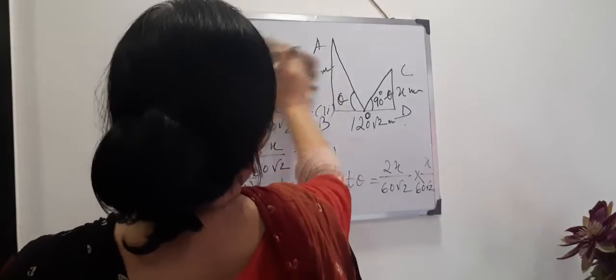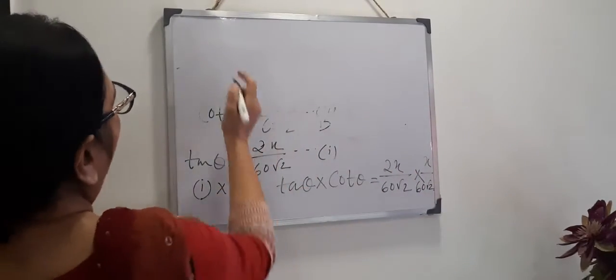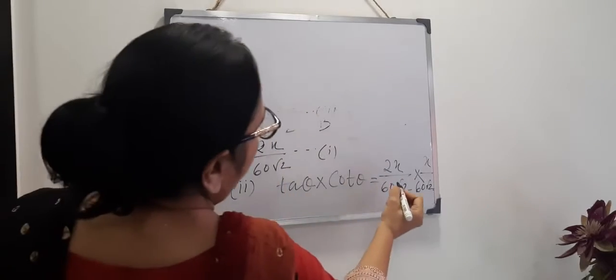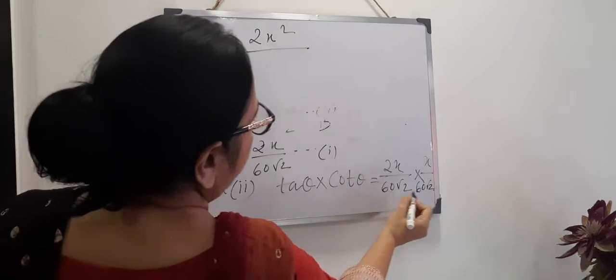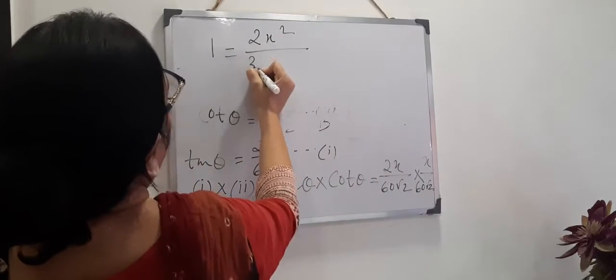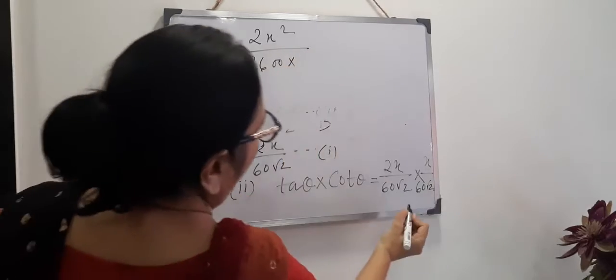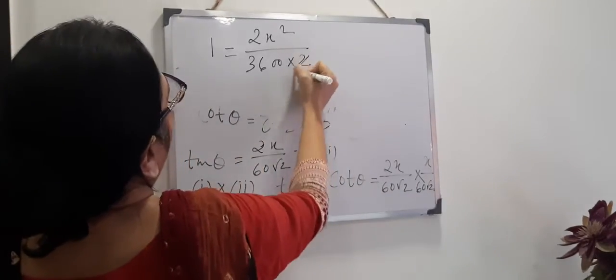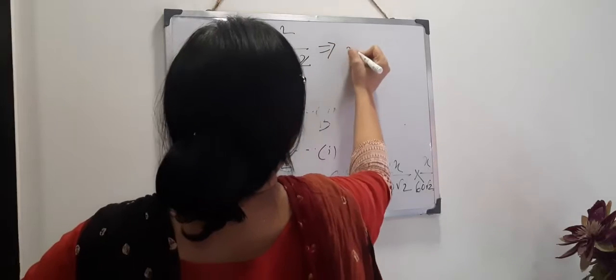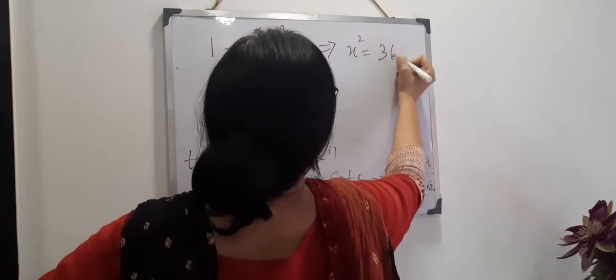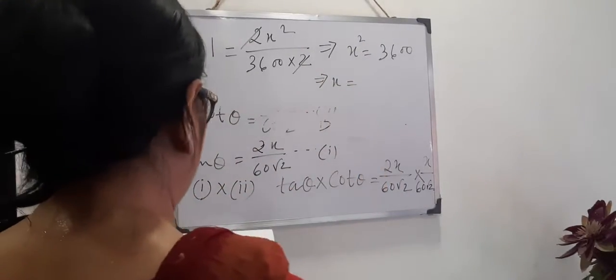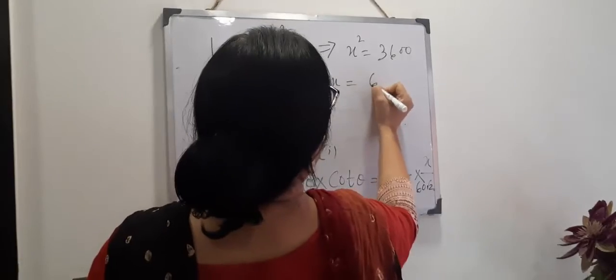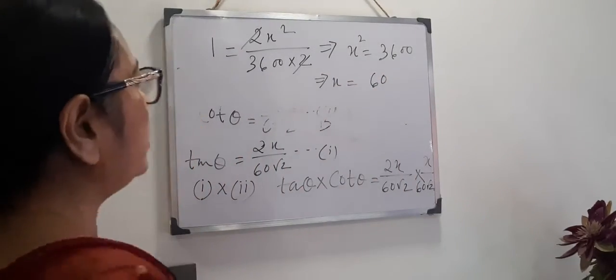Now from here, 1 equals right hand side 2x square by 60 into 60, 3600 into root 2 into root 2 means 2. So from here x square is coming 3600. So x is the square root of 3600, which means 60. We have got the value of x.